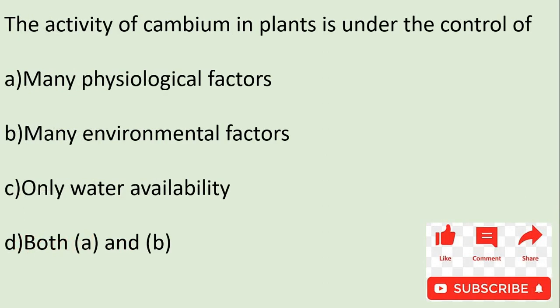The activity of cambium in plants is under the control of A. Many physiological factors. B. Many environmental factors. C. Only water availability. D. Both A and B.